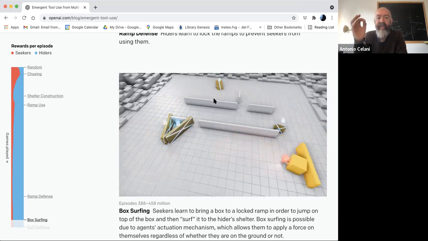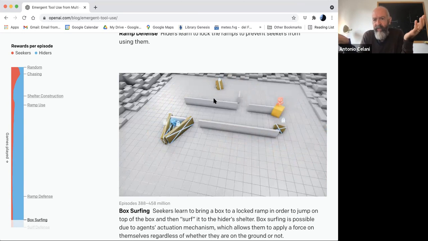And they, after hundreds of millions of episodes, have actually discovered this glitch that the programmers were unaware of, in order to exploit it, to use the boxes as ramps, since the ramps were blocked.